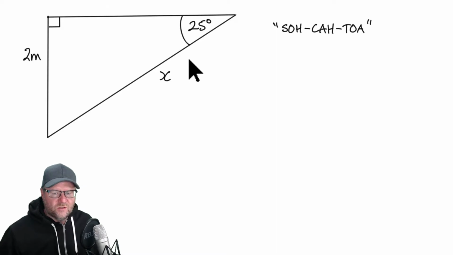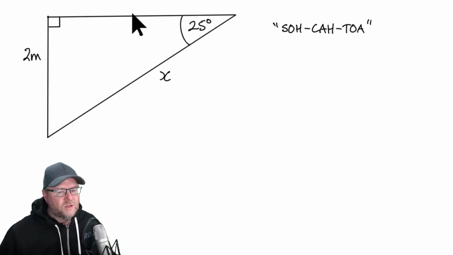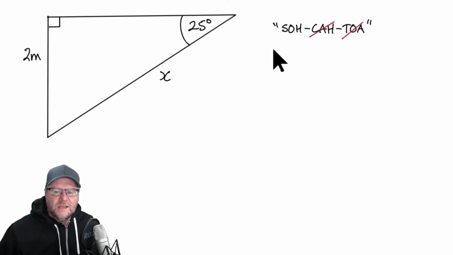Now, looking at this triangle, I've got my reference angle here. So this is the opposite side, and this is the hypotenuse. So I've got something about the opposite and the hypotenuse. I have no information at all about the adjacent. So I can't use anything that's got an A in it because I don't have any information. This has to be a sine question. Opposite over hypotenuse. I've got an opposite and a hypotenuse.